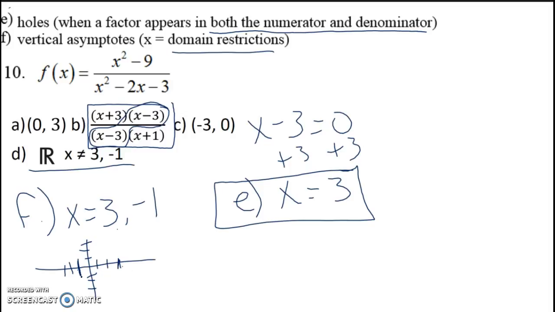So this graph has those dotted asymptote lines here and here, because they're vertical asymptotes, right? Vertical asymptotes.